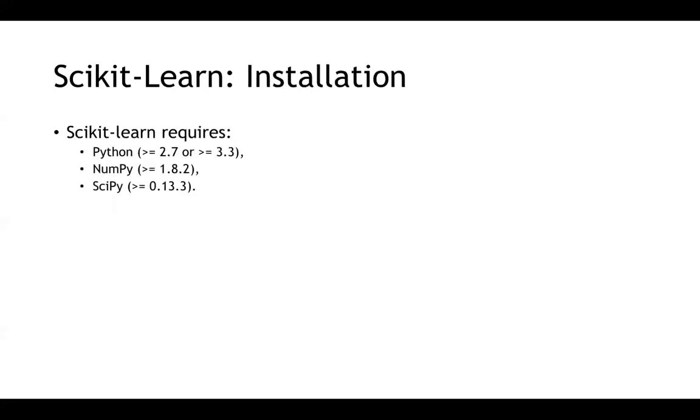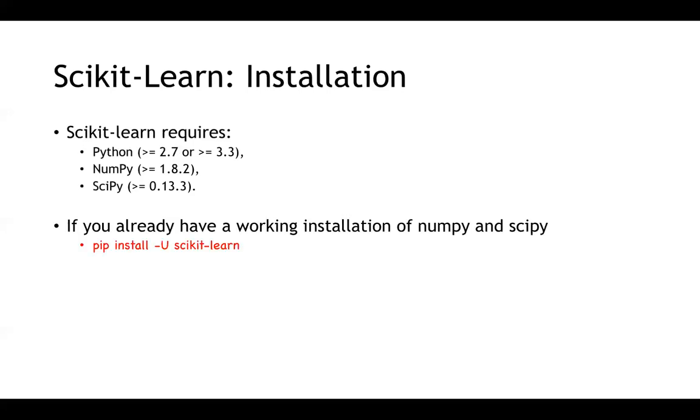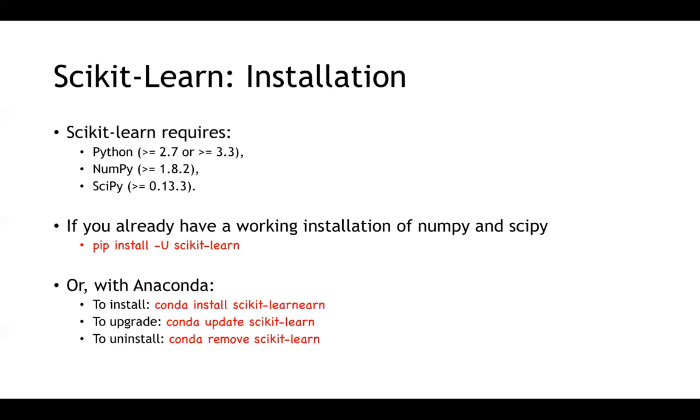All right, so how to install Scikit-learn? Scikit-learn requires Python, which can be 2.7 or 3.3. It requires NumPy and SciPy. So how to install it? If you already have NumPy and SciPy installed, then you can just do pip install scikit-learn. Or if you want to do it with Anaconda, which is the complete package for Python software, you can do conda install scikit-learn, or conda update scikit-learn, or conda remove scikit-learn. Here I have a little bit of typos, so you can imagine it will be just scikit-learn.